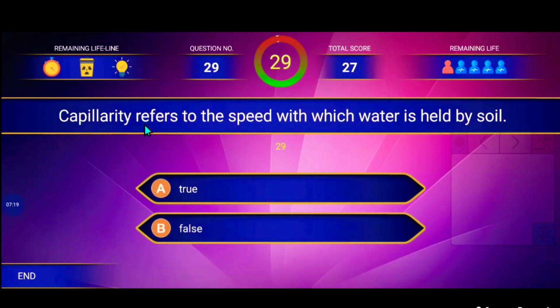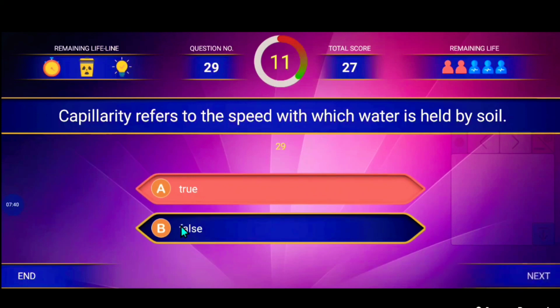So, capillarity refers to the speed with which water is held by soil. It is a true or false sentence. True or false? Capillarity refers to the speed with which water is held by soil. It is a false one. Here is the true sentence. Listen. Capillarity refers to the energy with which water is held by soil, not speed. It is correct. Energy here, not speed. So it is a false sentence. Next.